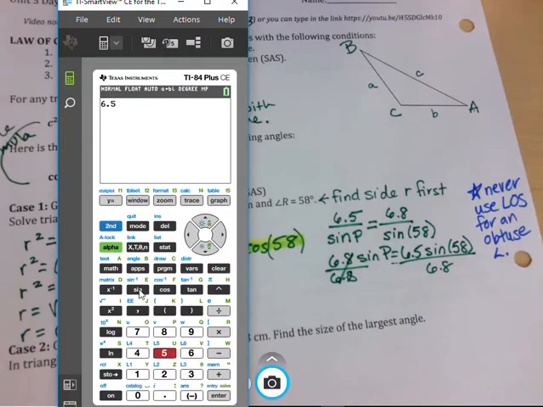Ms. Burrell, what I usually do is I would do 6.5 sine 58 first and then divide that by 6.8. Would that work? Yeah, sometimes when you're dealing with fractions, it's helpful to do the whole numerator first, but in this case, because we're only multiplying in the numerator, it's going to work otherwise. But yeah, your method is a good general method.